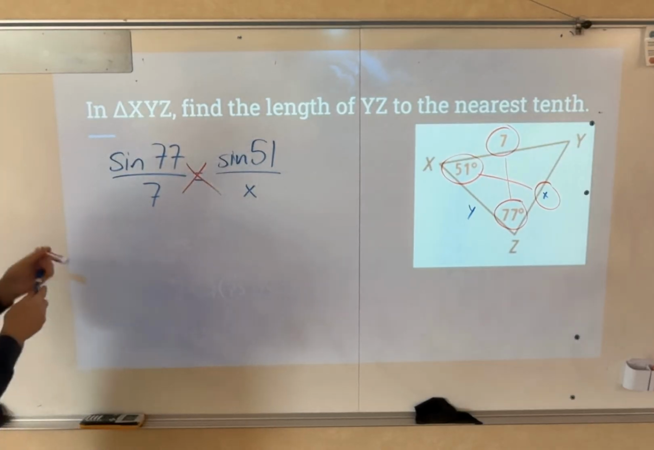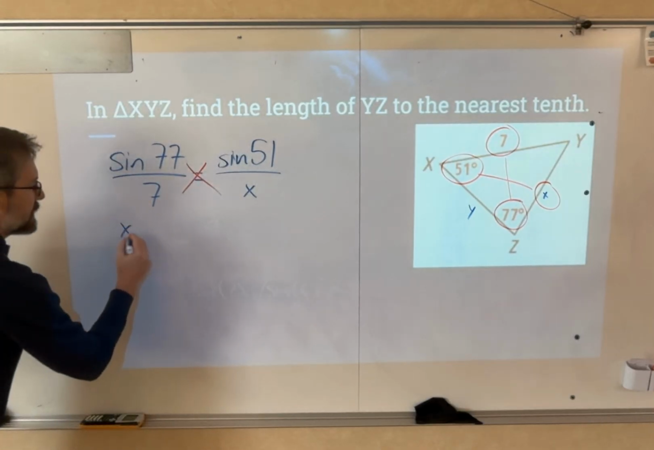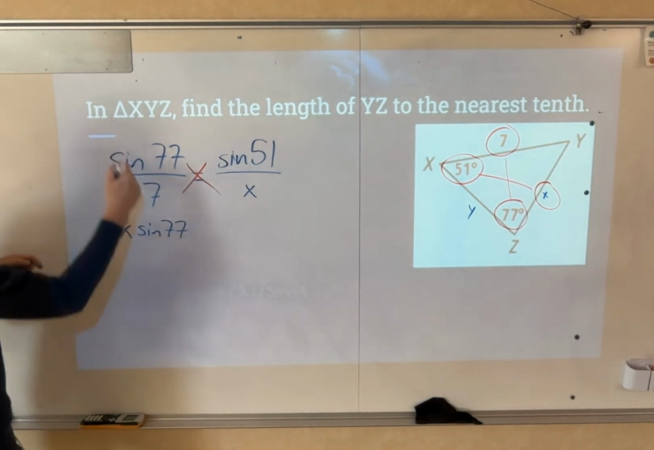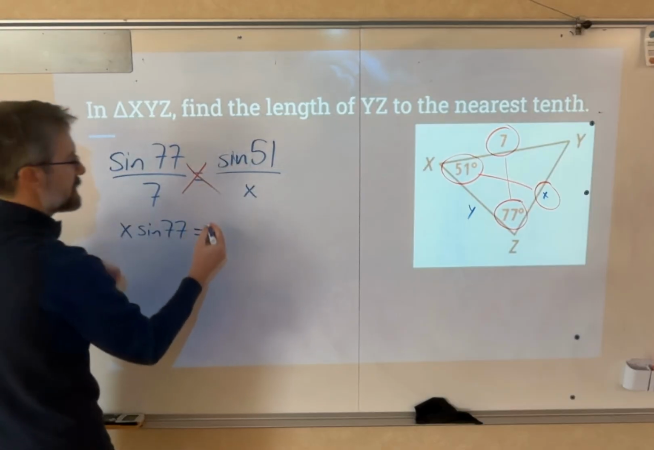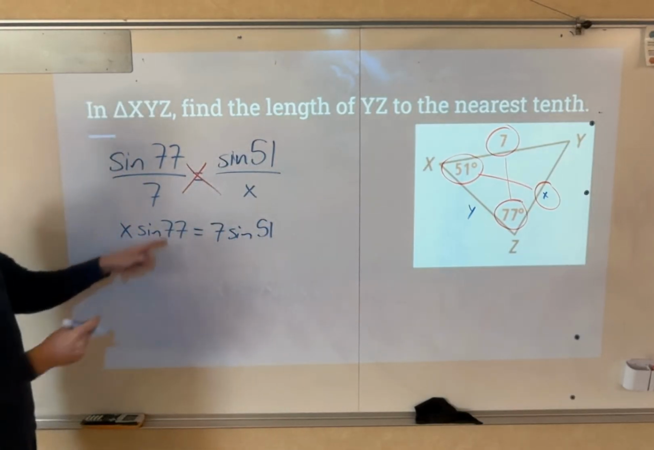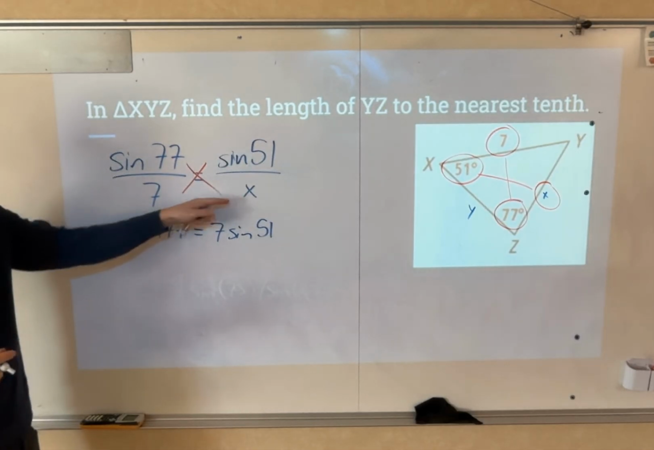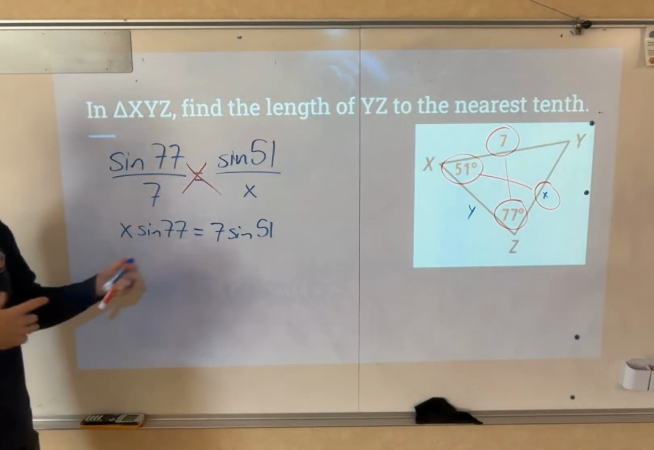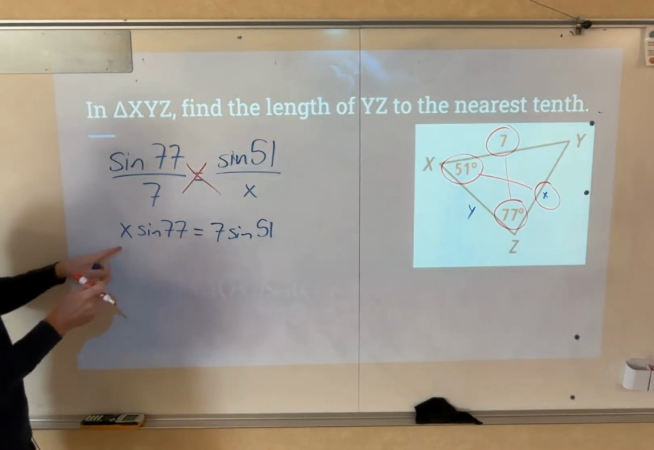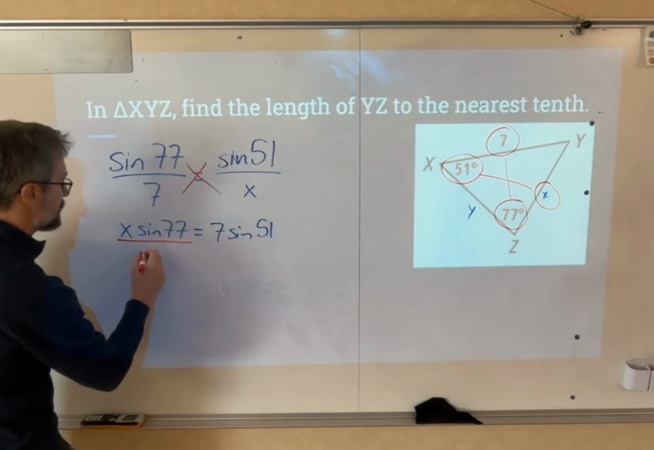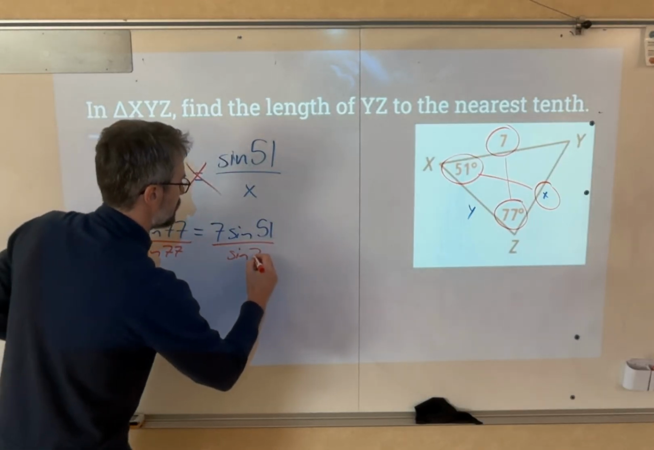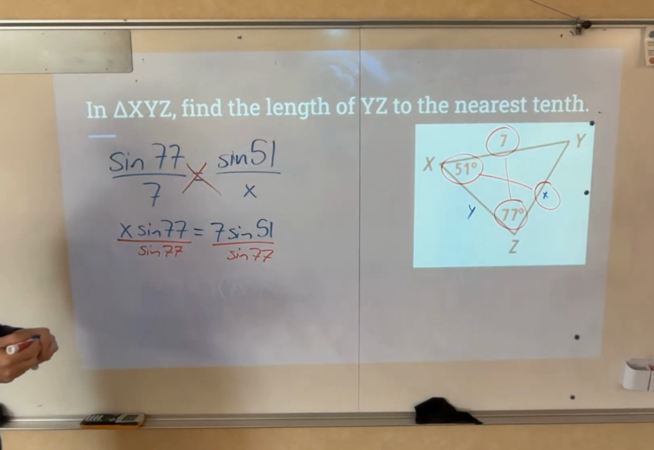Now I can cross multiply to solve this. When I cross multiply, on one side is going to be x sine 77, x times sine of 77. The other side is going to be 7 times sine 51. Whenever I write these, I always like to put the plain number or the x in front, because then it's less likely that I goof it up in the calculator later. All right, now I'm solving for x. Let's divide both sides by sine of 77. Now this is a lot to put in the calculator, but it's doable.